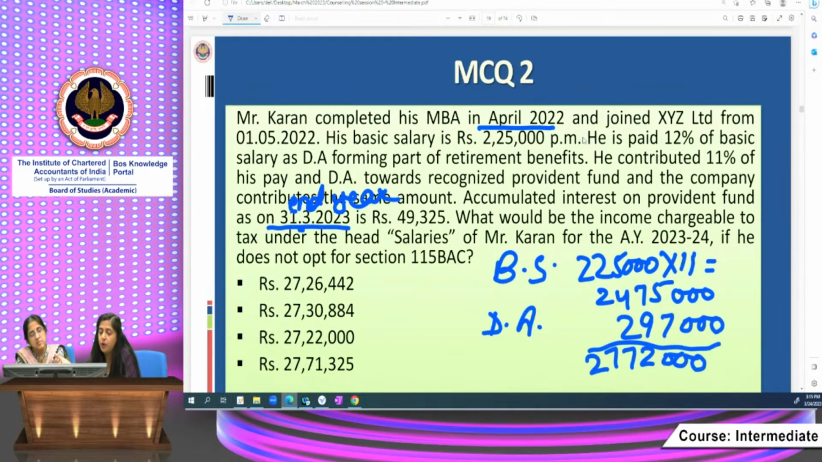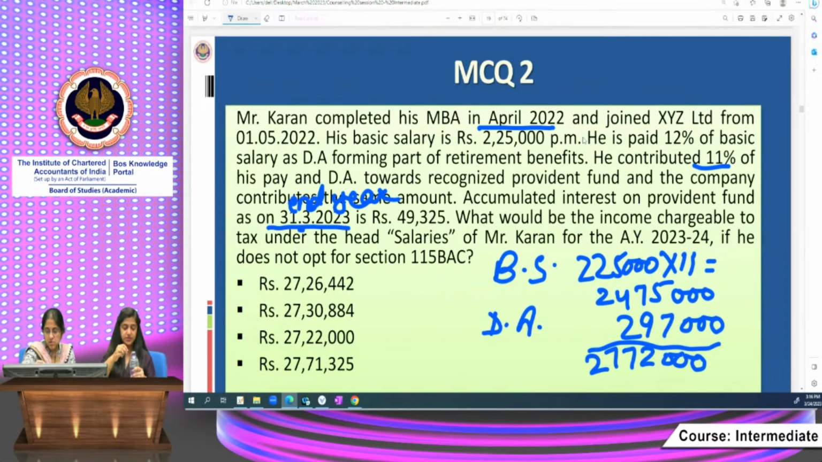But if your employer is contributing to the recognized provident fund, then what would you do in that case? In this case, 11% of your basic salary plus DA is contributed by your employer and by you. If the employer is contributing up to 12% in the recognized provident fund, that is exempt. So if the employer is contributing, suppose 13%, 14%, 15%, then up to 12% it is exempt, and over and above that is taxable. In that case, the employer is contributing 11%.